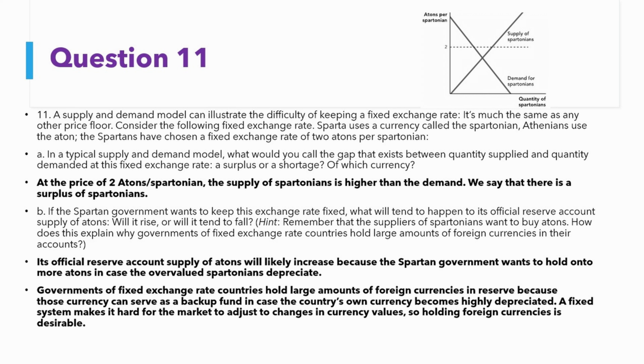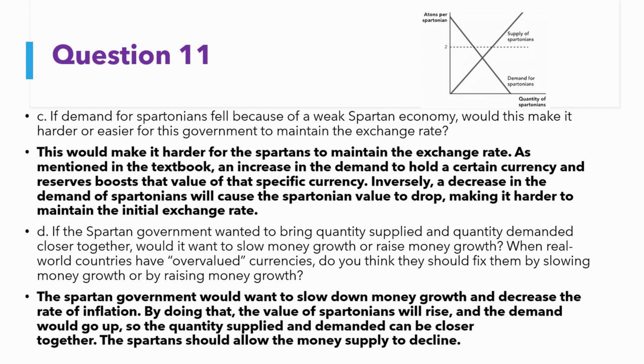This can translate well into the governments of fixed exchange rate countries. They hold on to large amounts of foreign currencies in reserve because those currencies can serve as a backup or buffer fund in case the country's own currency becomes highly depreciated. We know that a fixed system makes it harder for the market to adjust to changes in currency values, so holding foreign currency is desirable. If the demand for S falls, the Spartan value will drop, and that would make it harder for Spartans to maintain the exchange rate.